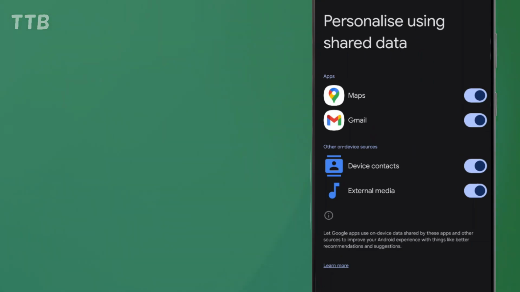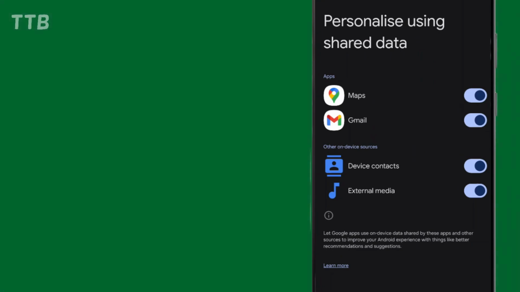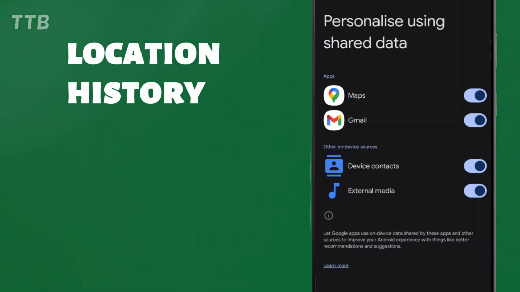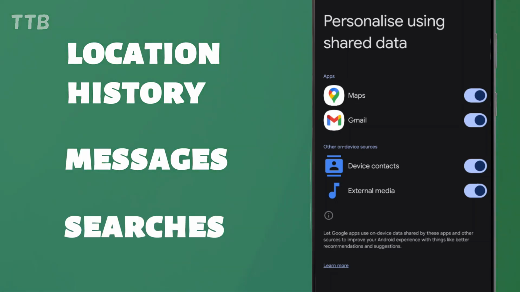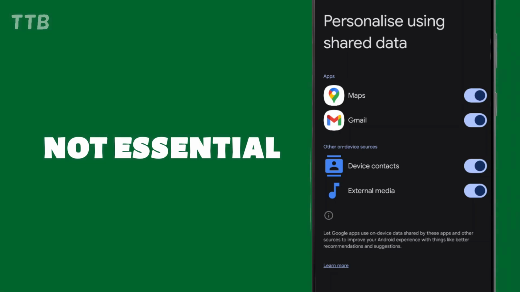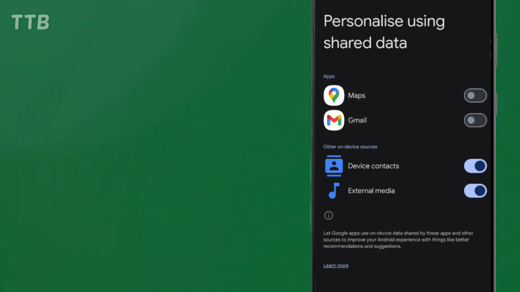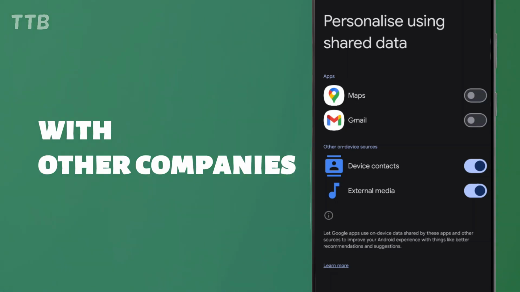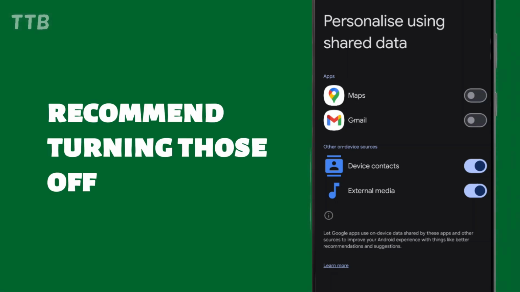This setting lets Google and various apps share all your data, including your location history, messages, and searches. This is not essential for using your phone. It's just sharing personal data with other companies, so I recommend turning those off.